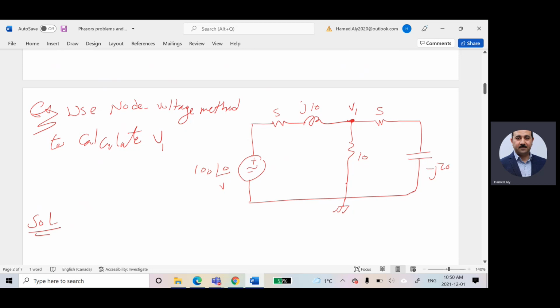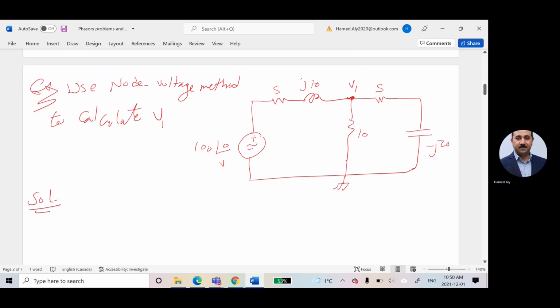Do you still remember node voltage methods? How many nodes do we have? 1. I will say the summation of the currents for that node is equal to 0. Do we know this voltage? It is 100 angle 0. Do we know this voltage? It is 0. Do we know this voltage? It is unknown. This is what I need. So the summation of the currents around that node is equal to 0. I will write one equation as a function of V1.